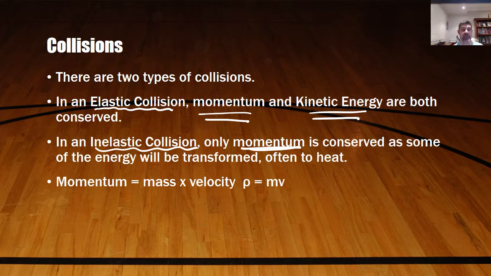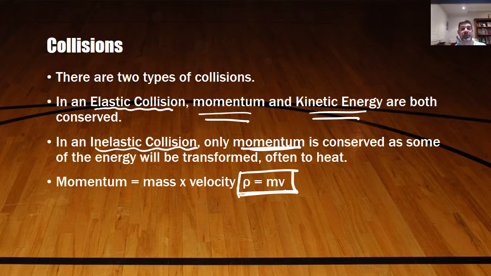Now, momentum is a concept that's, I guess, related a little bit to inertia. It's probably the closest thing we can look at. Momentum is equal to mass times velocity. So momentum is what objects have when they are moving, and they have more momentum if they are moving quicker or if they are more massive.